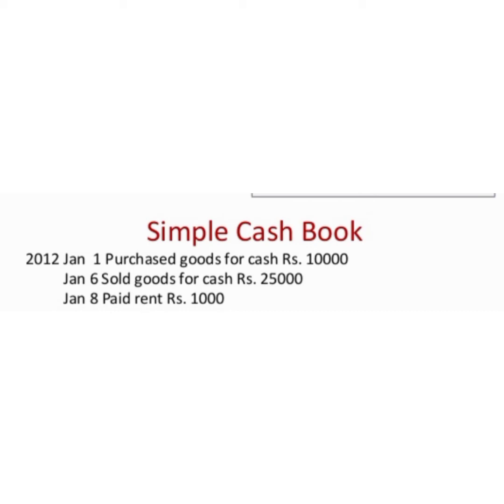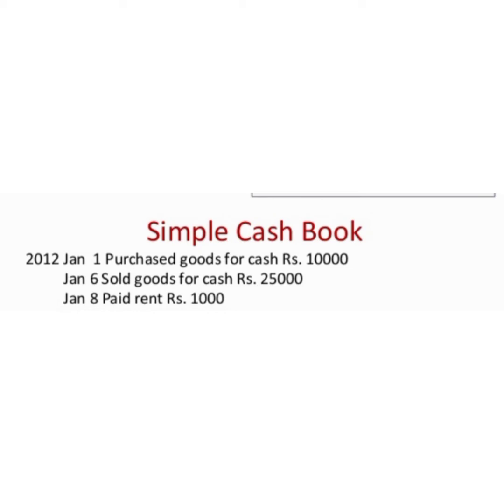The next transaction, on January 6th, sold goods for cash. Sold goods for cash is an inflow of cash, so we want to debit that account. The third transaction is rent paid 1000. Rent paid is an expense for the company, so enter the transaction on the credit side.